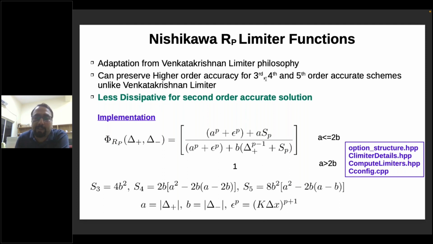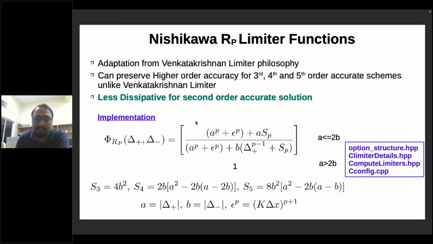And if you apply this higher order function on a second order accurate solution, you will have a less dissipative solution, or it will improve upon accuracy. And in some cases, he has shown improved convergence behavior. So that's what we wanted to test on more realistic cases, viscous cases, and practical ones. So this is the implementation.